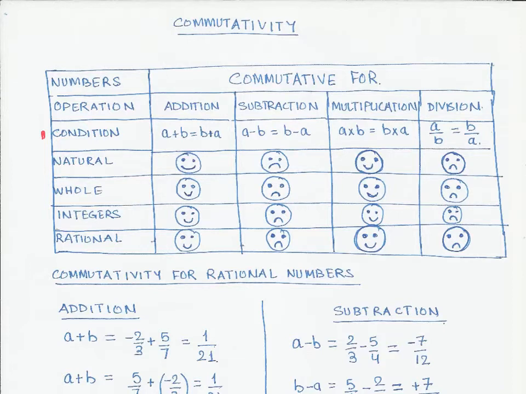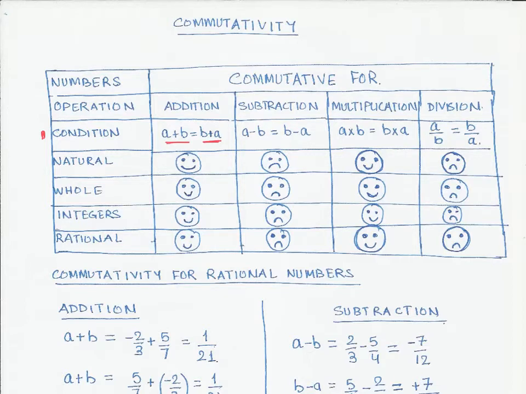So now let's start looking at the second column here, which gives an idea of the commutative property for the different numbers. Now, as I said, the condition for addition is we first take any two numbers. In this case, I have taken a and b. So we first add a plus b, and then we add in the other order, that is, b plus a, and then we compare the result. If both of them are equal, then we say that those numbers are commutative under the operation of addition.